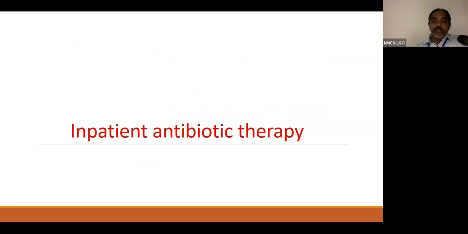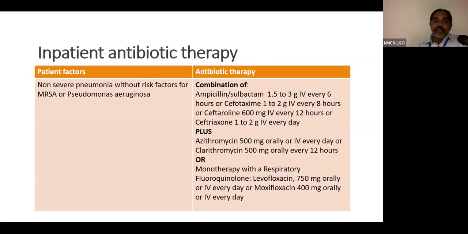Now coming to inpatient antibiotic therapy. For non-severe pneumonias without any risk factors, we can give ampicillin sulbactam or a third generation injectable cephalosporin plus a macrolide. Similarly, here also in a non-severe inpatient, monotherapy with a respiratory fluoroquinolone is recommended. However, the same thing applies here also. It should not be used in the Indian context.